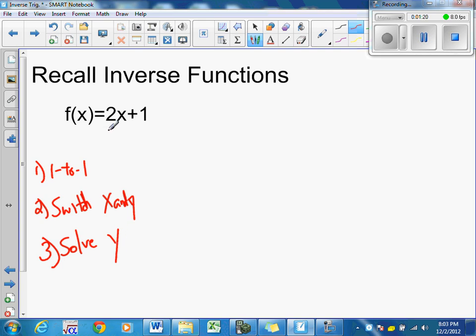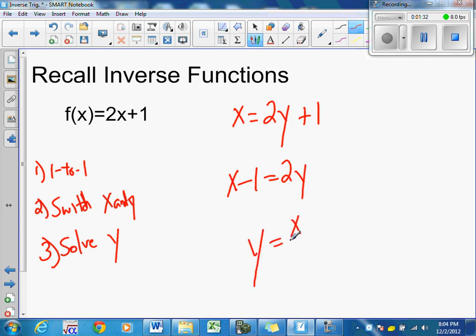So to refresh your memory, if I have f of x equals 2x plus 1, I can switch my x's and y's. Then I have to solve for y. And I get x minus 1 over 2. So my inverse is x minus 1 over 2.